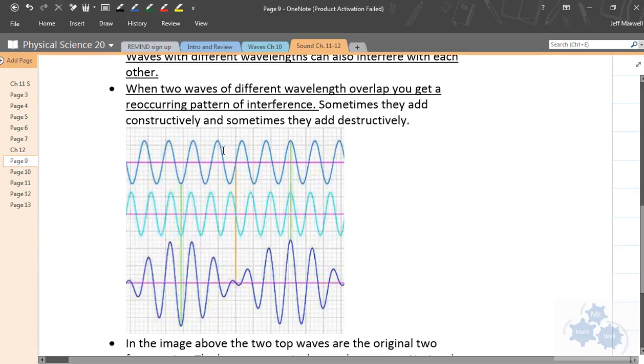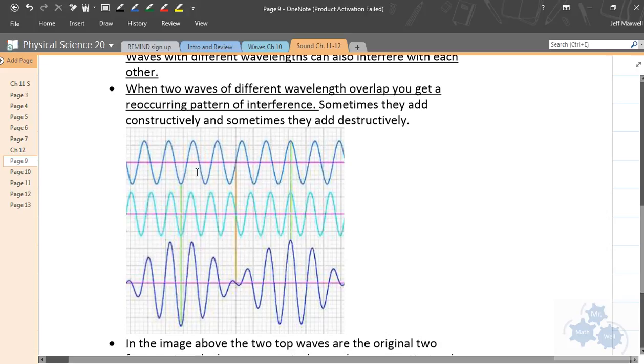Okay, so the different wavelengths. Remember, that's from the start of a wave to the start of the next wave, or from the start to the end. So there's the distance there, and here is the distance here. It's slightly different. It looks like the frequency is different as well.